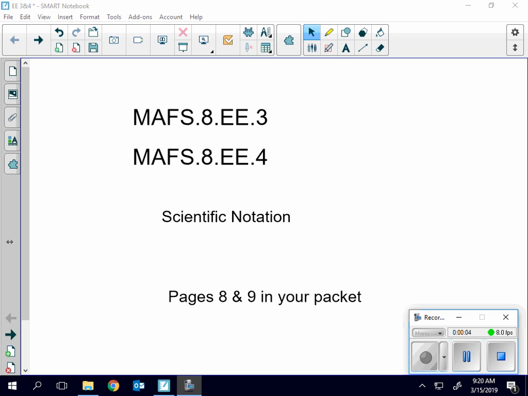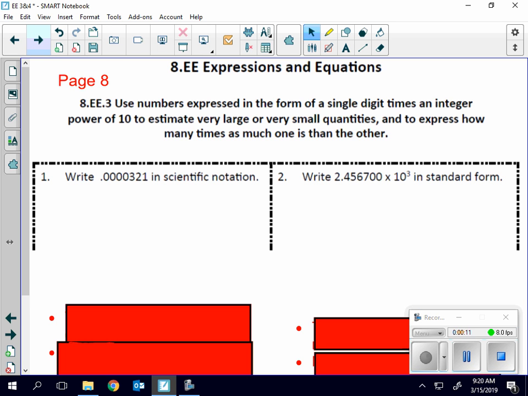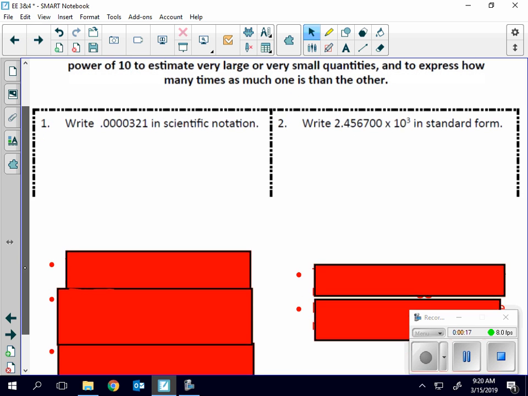Okay, today we're going to work on standards EE3 and EE4, which is scientific notation. On page 8, we have number 1. We're going to write this number in scientific notation. We're going to talk about this for a second before we write it down. Just read for a minute with me.